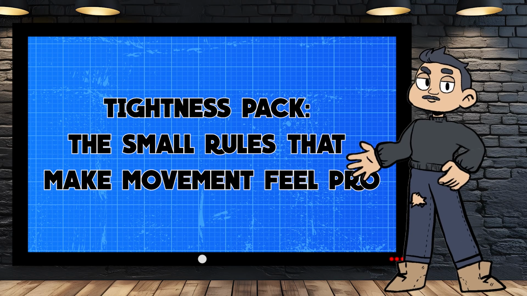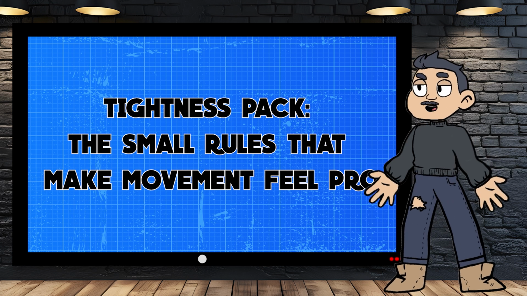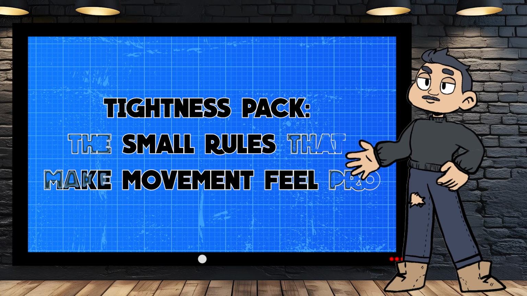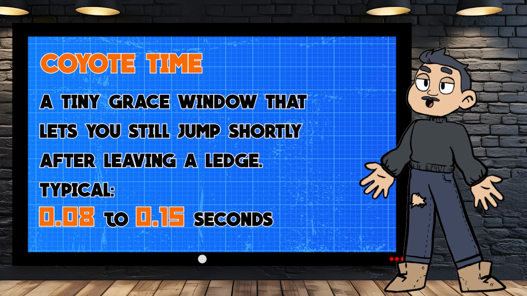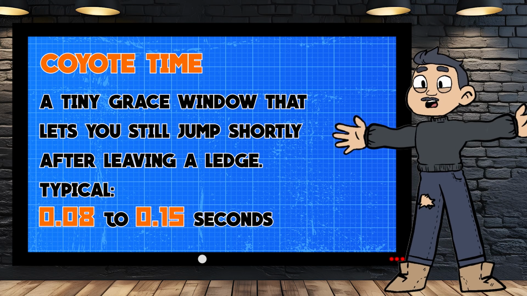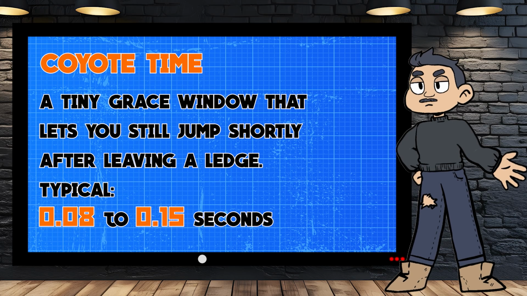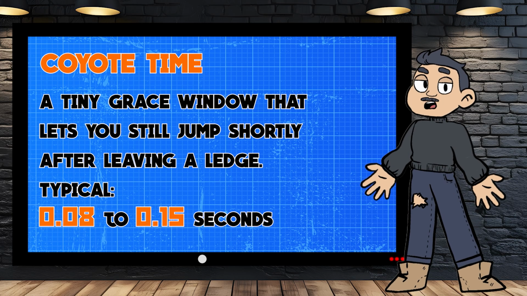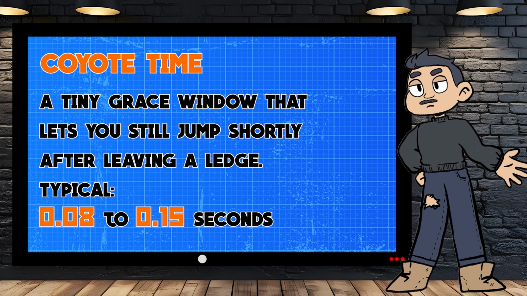Tightness Pack. The small rules that make movement feel pro. These don't change the core 5 steps. They make the game feel like it's reading the player's mind, in a good way. 1. Coyote Time. A tiny grace window that lets you still jump shortly after leaving a ledge. Because humans are not frame perfect. Typical 0.08 to 0.15 seconds. Start with 0.10.